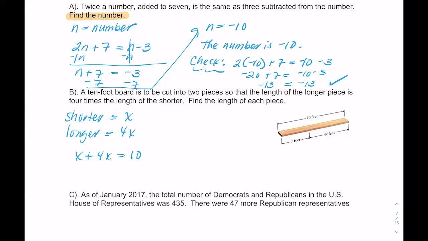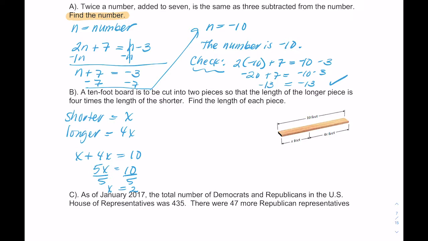So to solve, I have my like terms on the same side of the equals. So I'm just going to combine x plus 4x gives me 5x. And I'm going to bring down the 10. And then I need to get the x by itself, so since I'm multiplying by 5, I'm going to divide by 5 to undo it. And 10 divided by 5 is 2.